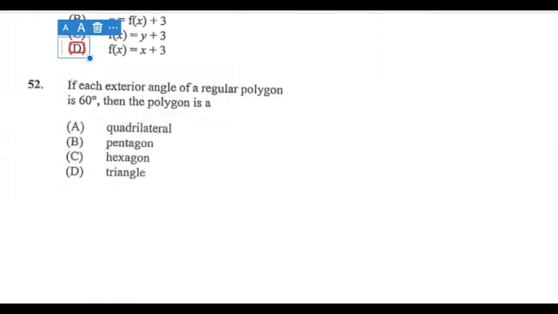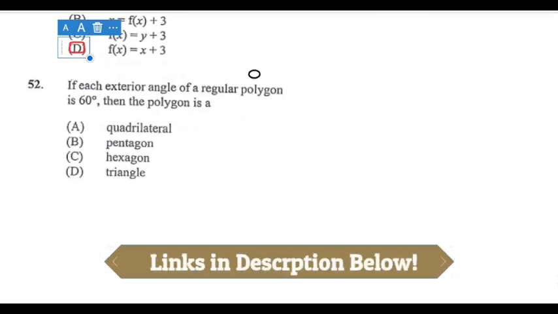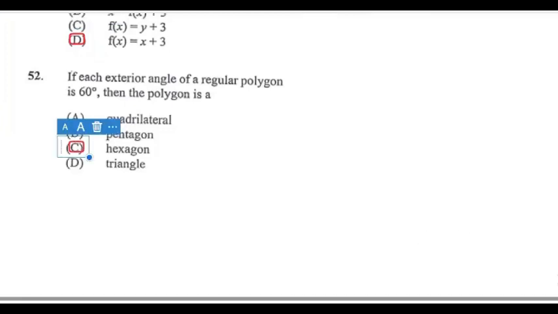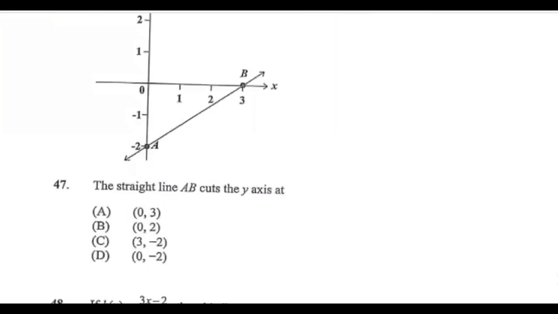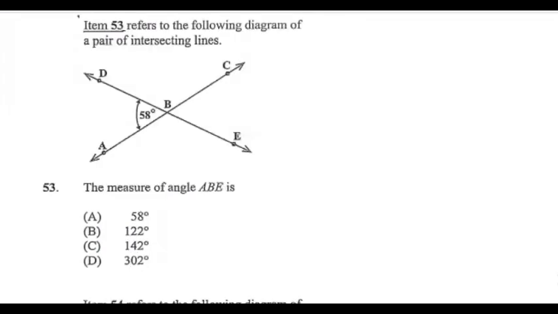52 says if each exterior angle of a regular polygon is 60 degrees, then the polygon is A. So therefore we're looking at which figure has 6 sides, as the sum of the exterior angles of a regular polygon is equal to 360 degrees. So all we need to do is divide 360 by 60 degrees and we will get 6 sides. So we're looking at which polygon contains 6 sides, and that is our hexagon, and therefore answer for 52 is C. So remember, exterior angle of a regular polygon is equal to 360 degrees.